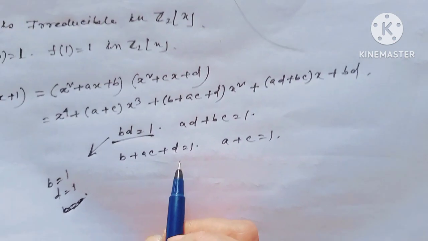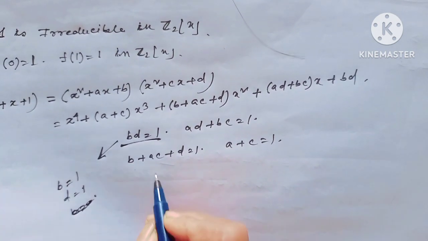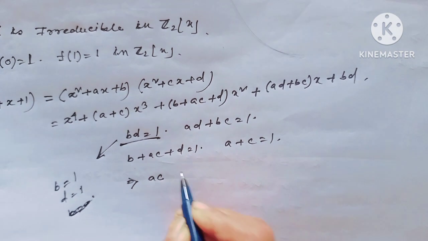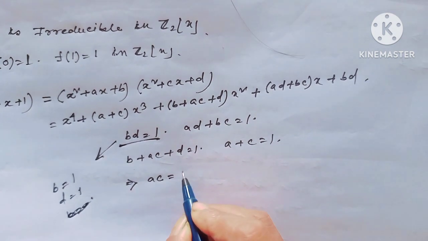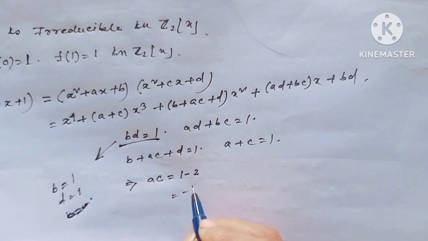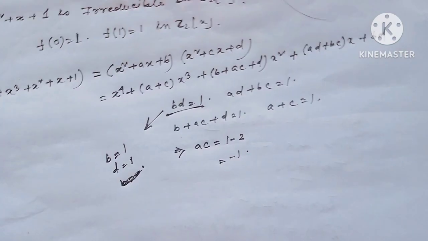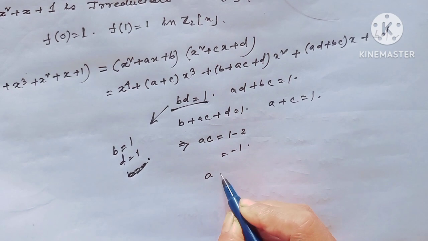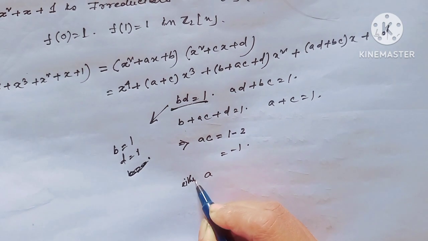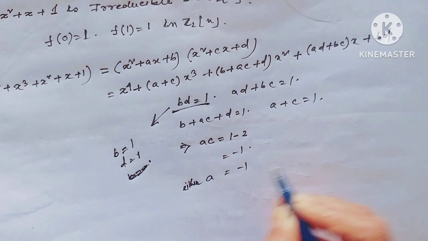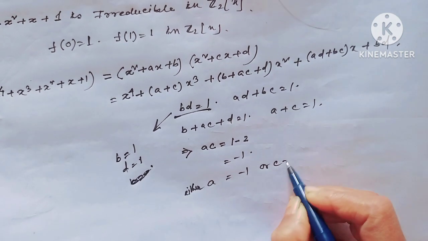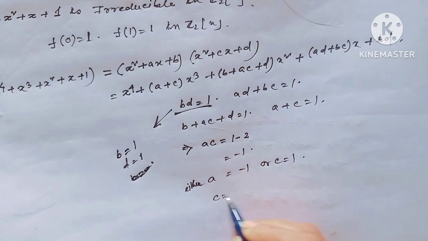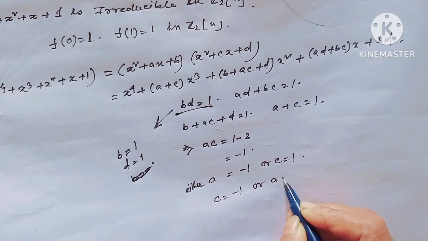Just put the value here. Then I will get ac equal to 1 minus 2, that means minus 1. Since I have got ac equal to minus 1, that implies either a equal to minus 1 and c equal to 1, or c equal to minus 1 and a equal to 1.